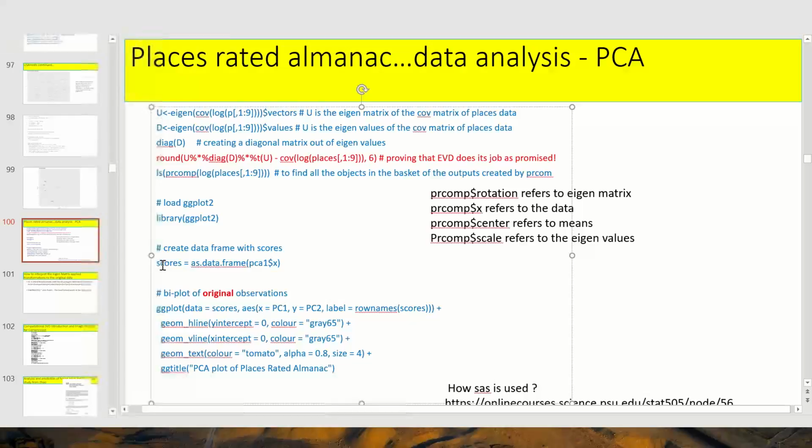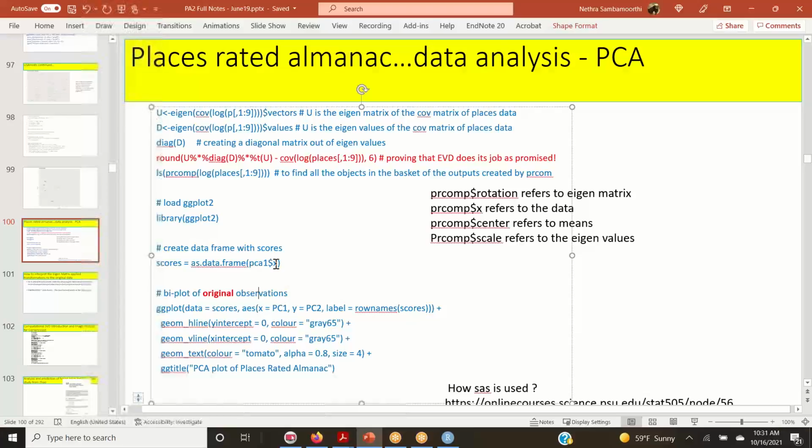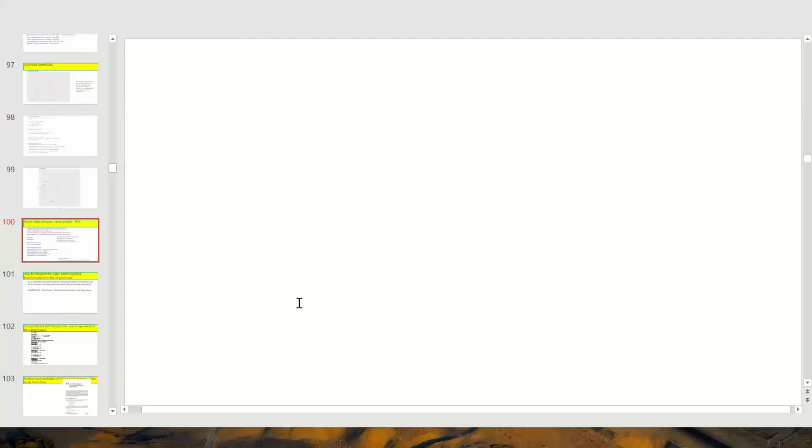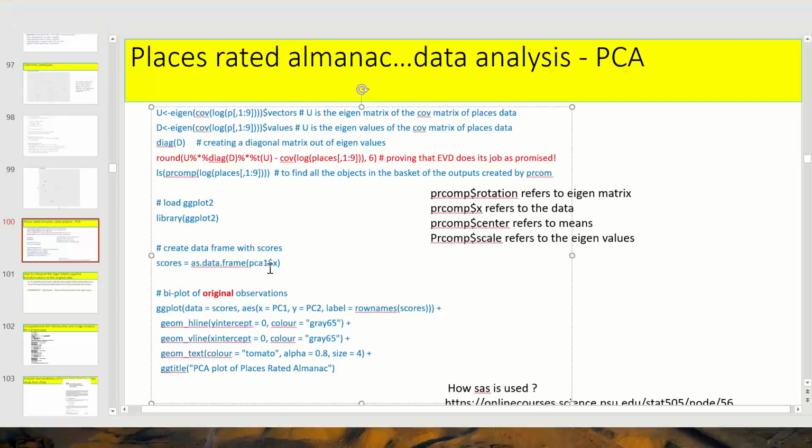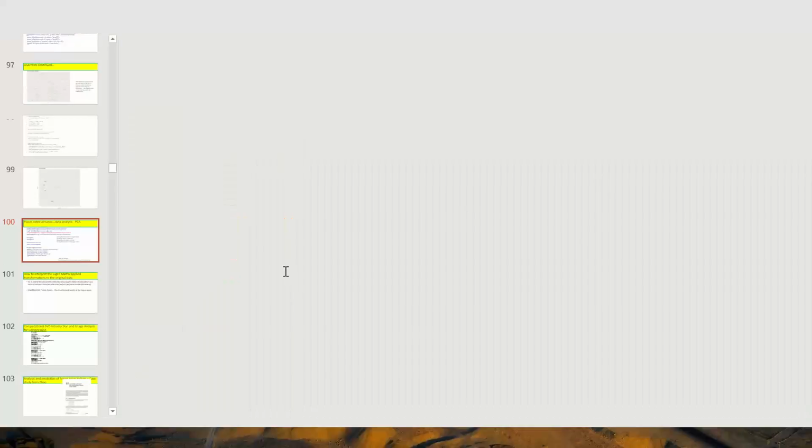So we want to consider scores. Take the PCA, X is your projection. First PCA, PCA1. Are you able to see this one? Take the data, project it using the first PCA. The PCA1 as data frame. Create data frame with scores.